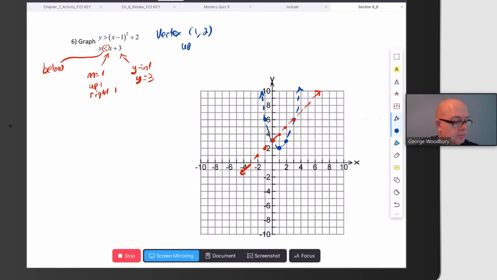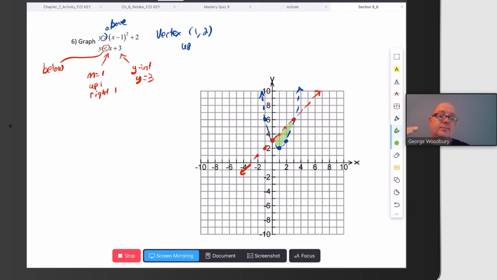In the previous one, because we had y is greater than, we shaded above. Now we're going to shade, so above the parabola but below the line is this region right here. So that shows all the solutions to this system.